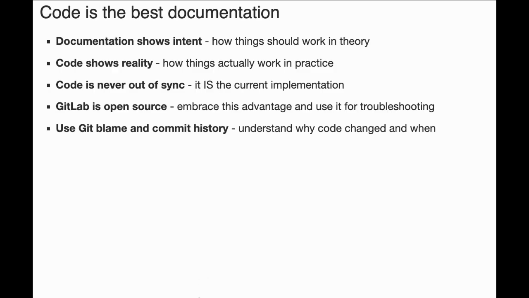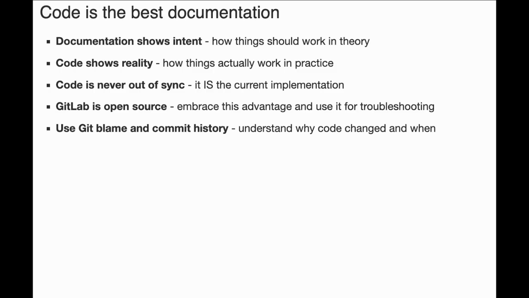Documentation shows intent, how things should work in theory, but the code shows reality, how things actually work in practice. During troubleshooting, I often consult the actual code base because our documentation represents an aspirational view of how things should work. The code, however, shows exactly how it does work. There's always a gap between the intended and actual implementations. Sometimes the truth lies in the middle ground between how things are and how they're intended to be.